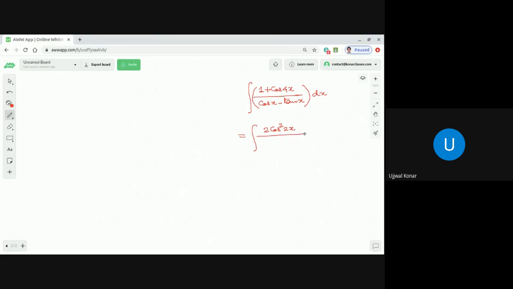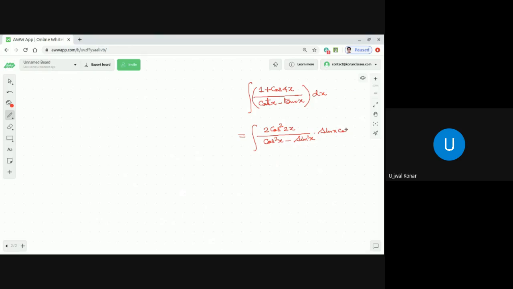Correct or not? And cot x minus tan x, we can write as cos square x minus sin square x into sin x cos x. Cos square x minus sin square x. Correct or not? I'm sorry, there is a small mistake I have done. It is cot x, not cos x. Cot x minus tan x. So cos square x minus sin square x over sin x cos x dx.